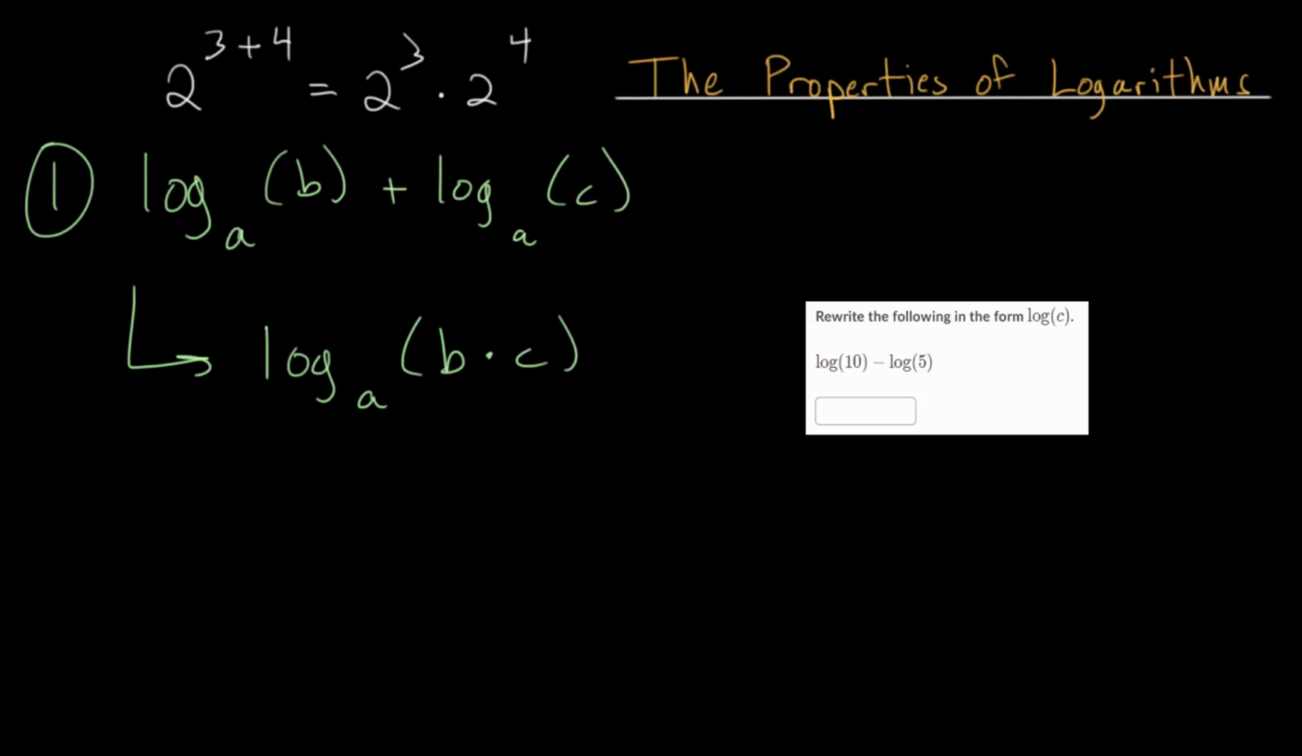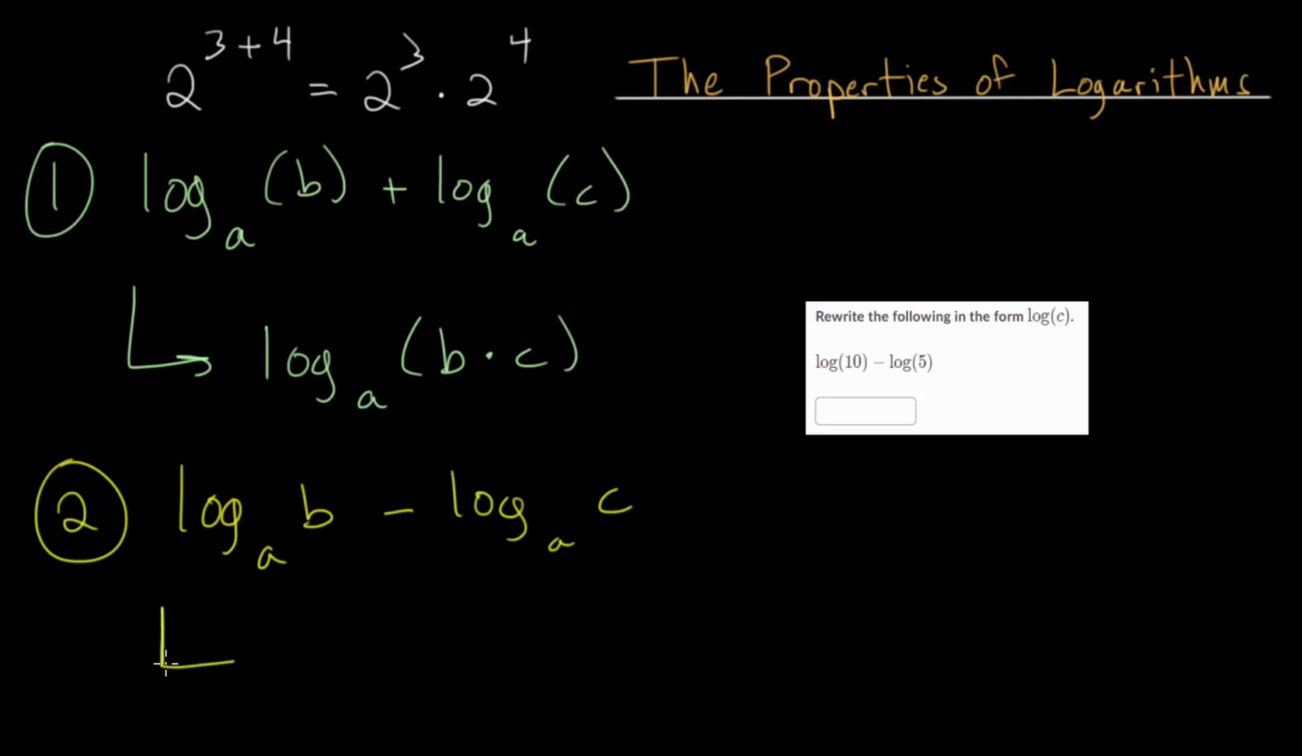Now, the second rule we want to look at is when we have a difference. So if we have log base a of b and we're subtracting log base a of c, this will be equal to one logarithm where we have a quotient. So we can recombine this, as long as the base is the same, as log base a of b divided by c. So the one you're subtracting goes in the denominator.